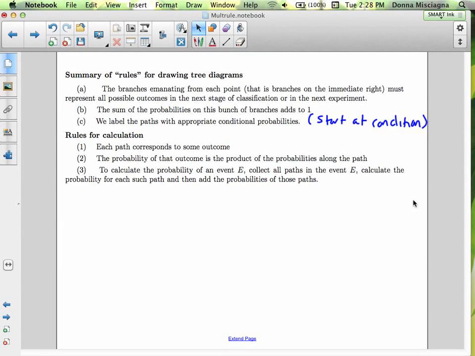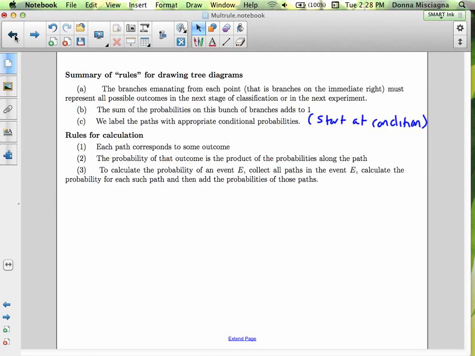Welcome back for a quick little summary of the rules for drawing tree diagrams. The branches emanating from each point, that is, the branches on the immediate right, must represent all the possible outcomes in the next stage of classification or in the next experiment.